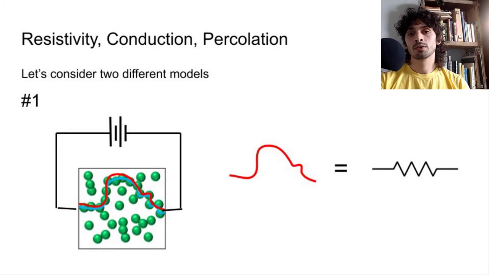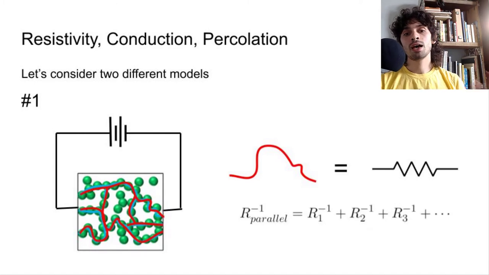What if we add more particles? Well, if we keep adding more and more particles, we're going to get more and more connections from one side of the insulator to the other. So we can think of these new connections and these new red lines as additional resistors. And if you're adding more and more resistors from one end to the other end, is that like adding them in series or parallel? Well, if you're looking at the slide right now, you'll probably guess parallel because that's what I wrote down on the slide. But yeah, that's basically the idea.